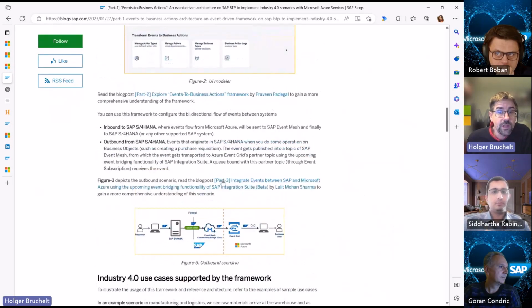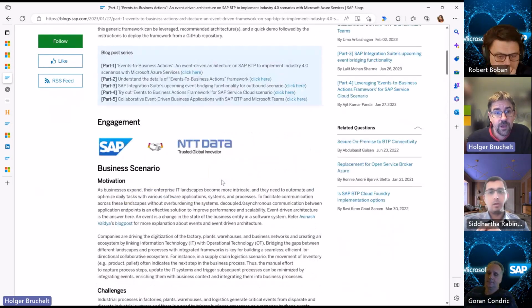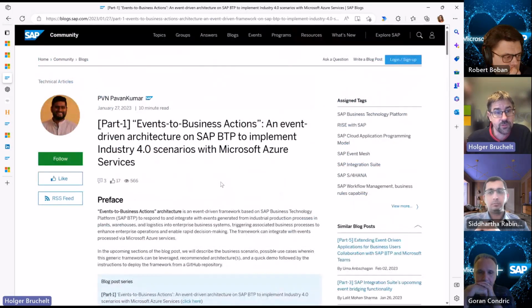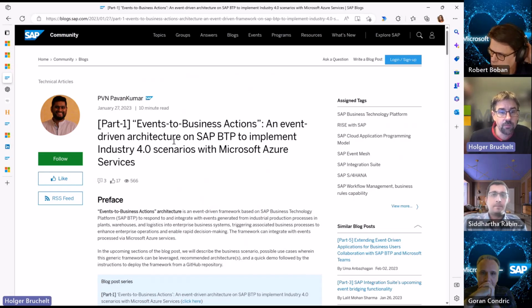And actually, this is really something that I now see happening with customers. In the past, architects had some theoretical discussions that we need to go to event-driven architectures. But now we're at the time where I actually see this being implemented at customers. So this is a very timely blog post series, and you should definitely check it out.